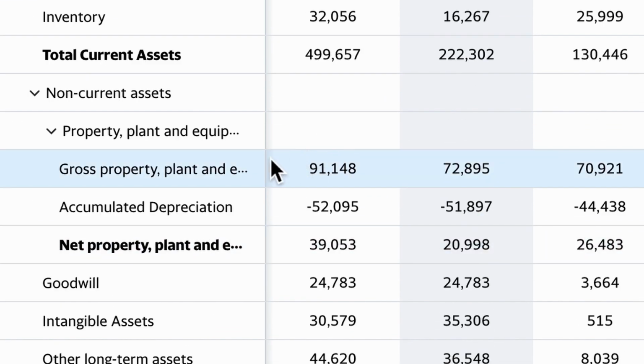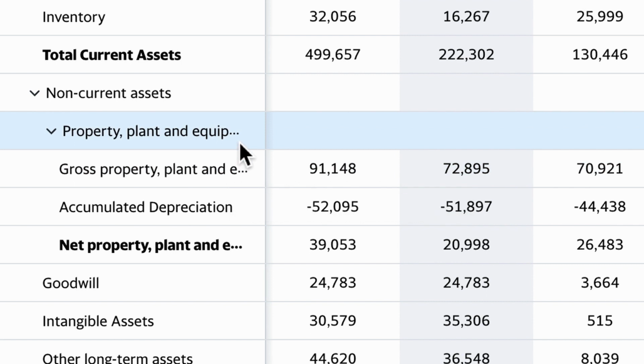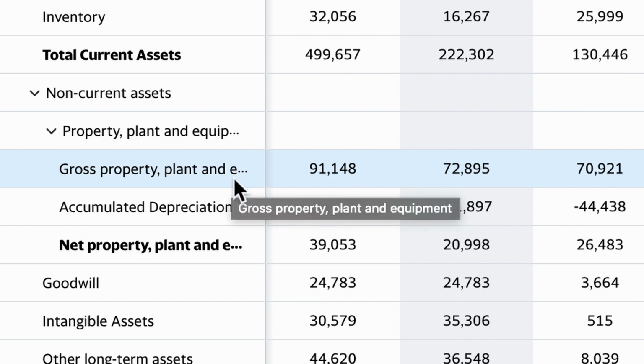Further along the lines, we have non-current assets, and that is things that can't be turned into cash in the next 12 months. So after a year, that's the way you want to look at it. Anything after a year. So property, plant, and equipment is things like land and machinery, and it's giving it a dollar value to that. So gross property, plant, and equipment, 91 million here.